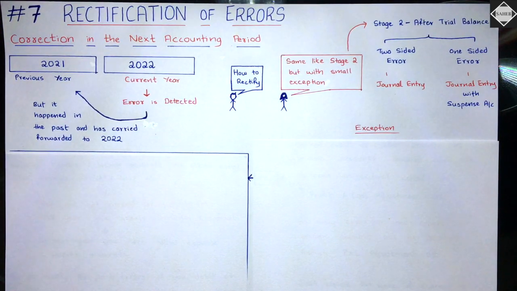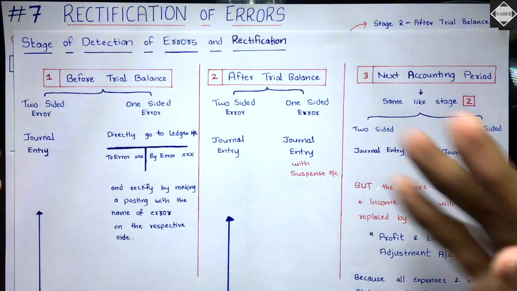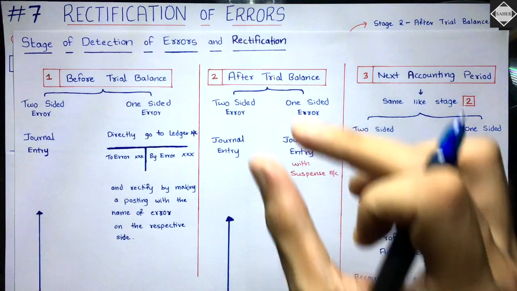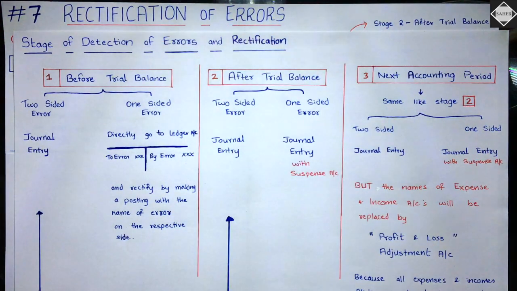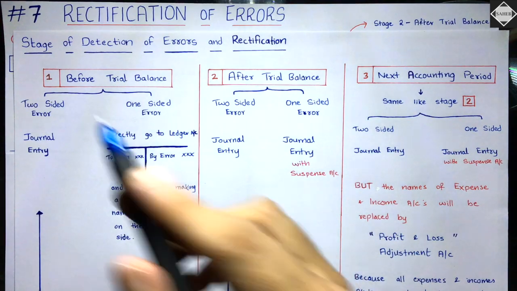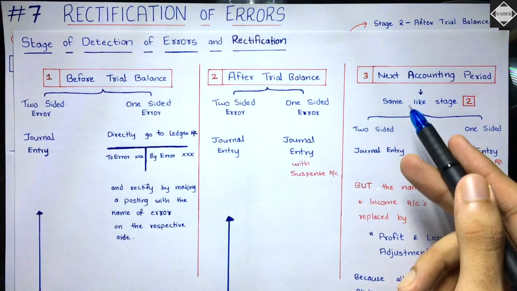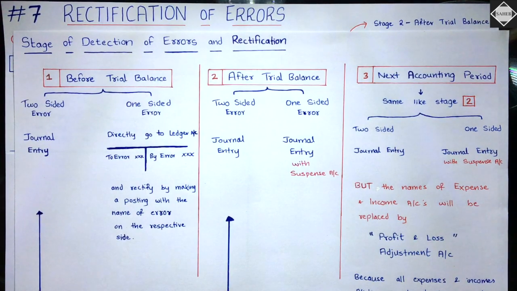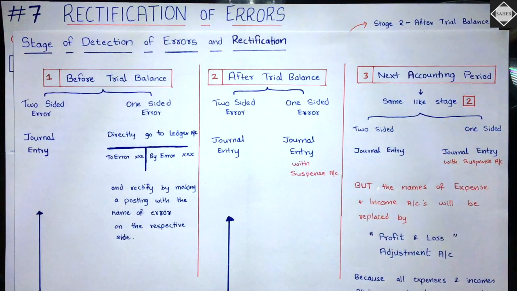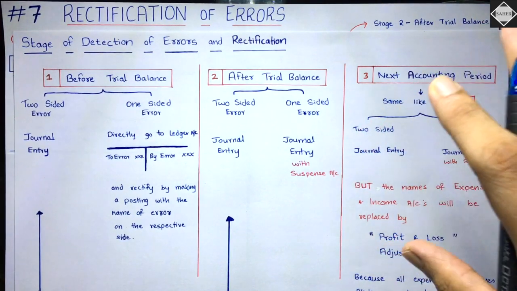In the first video only I have discussed a bit about this topic. I told you that there are 3 different stages of detection of errors, and our approach to their rectification will be based upon that. I told you in the exam, questions also come based upon this. First category, second category, third category. You can say stage 1, stage 2, stage 3, or stage A, stage B, stage C, whatever you want. This is before the trial balance, after the trial balance, and next accounting period. Now in this 7th video of rectification, we are discussing correction in the next accounting period.